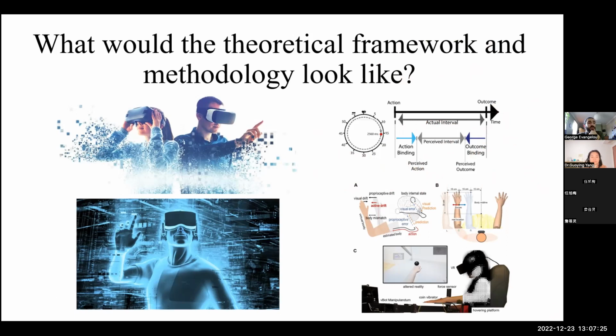And that goes for ownership as well, using things like proprioceptive drift and physiological responses to threat, as opposed to just using self-report. So we want to capture both sides of the experience of agency and ownership, implicit and explicit.